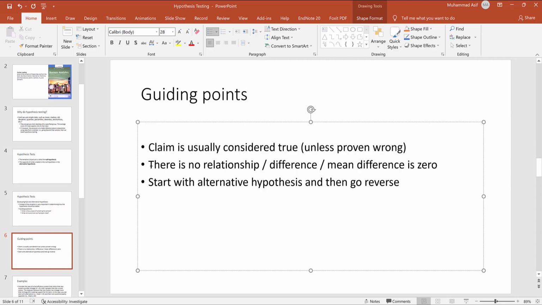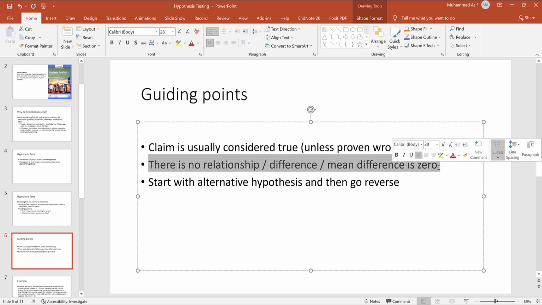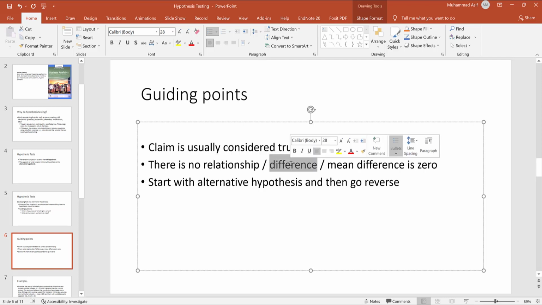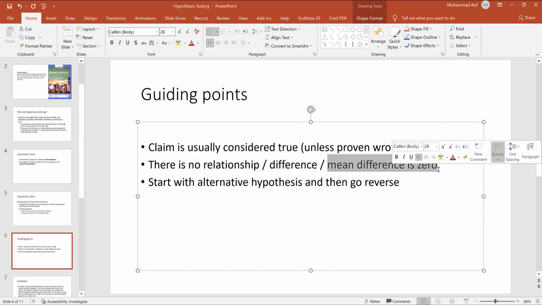Another one is that it's usually assumed that there is no relationship or difference, or the mean difference is 0. For example, if it's a test about correlation or regression, then the null hypothesis would be that there is no relationship between two variables. If we are doing a t-test, ANOVA or chi-square test, which are meant for comparison, then we will assume that two or more variables are the same, or the mean difference between them is 0. In other words, they are the same. And the alternative hypothesis can be the opposite of that.